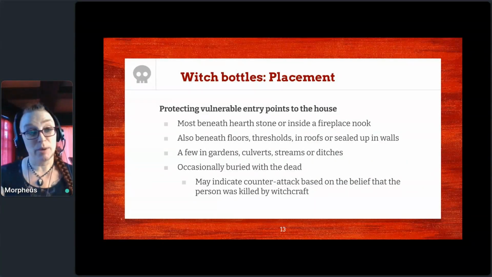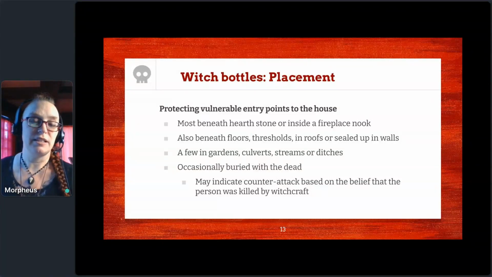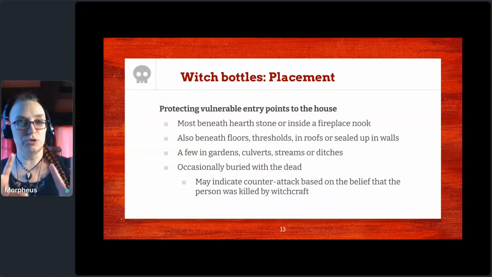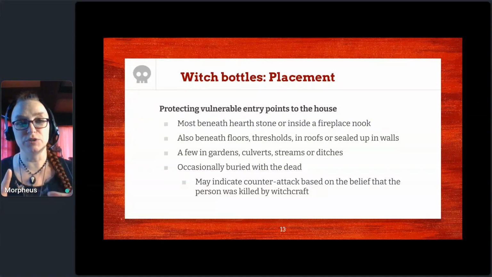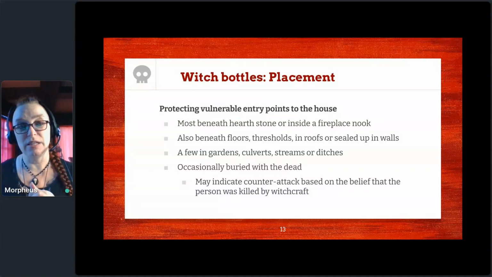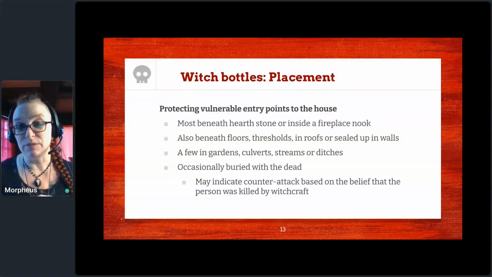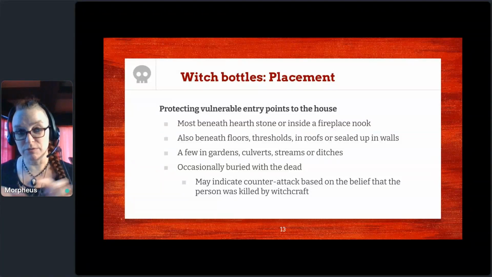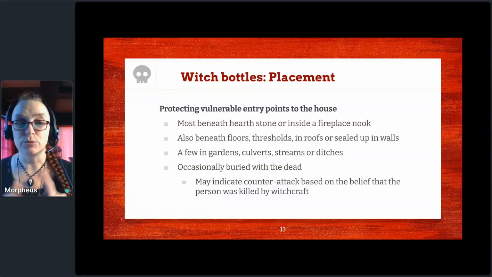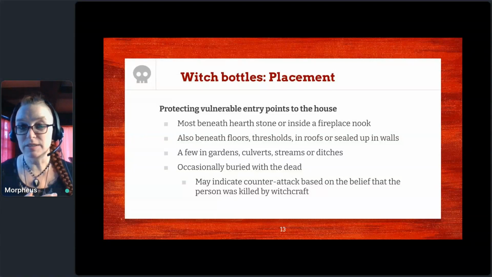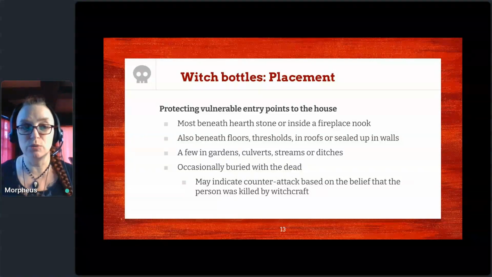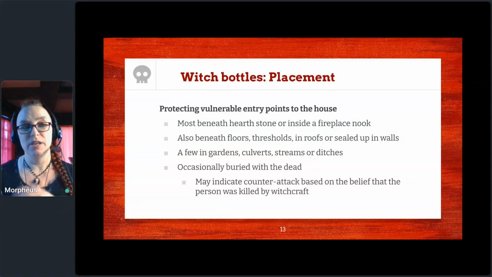And then we can talk about placement, where these are being deposited. The idea seems to be that they are usually placed in order to protect vulnerable entry points to the house. So the most common place where they have been found is beneath the hearthstone or inside of a fireplace nook. But we also find them beneath floors and thresholds of doors, in roofs, sealed up inside of walls. Pretty common as well. A few have been pulled out of gardens or culverts or streams or ditches or just in the ground.